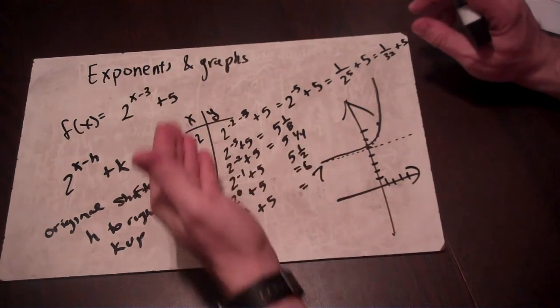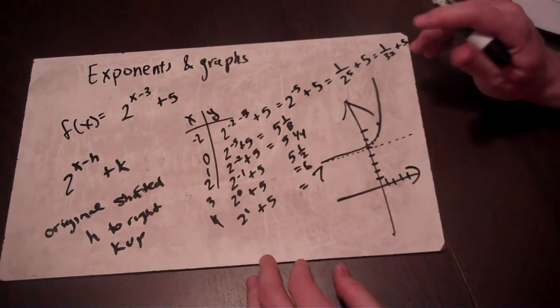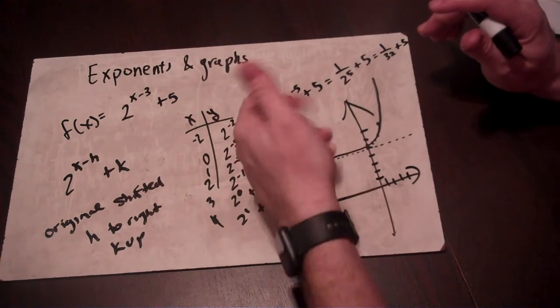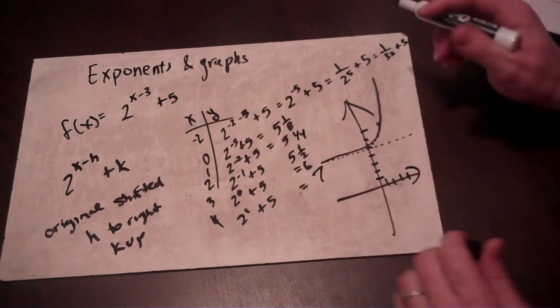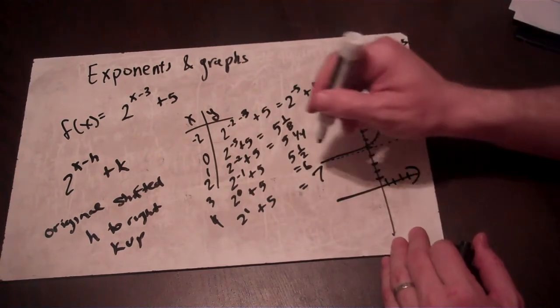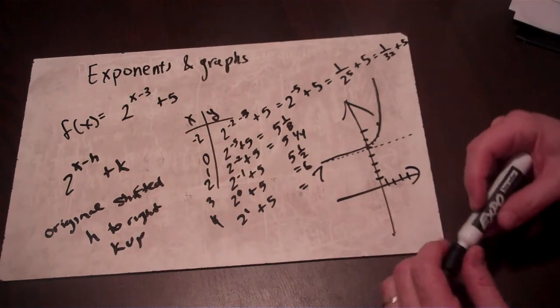So for exponents and their graphs, typically I would just plug in values, but I try to find the values that are going to be nice enough to give me things, because I want to see that jump, right? So I want to see that jump that I usually see.